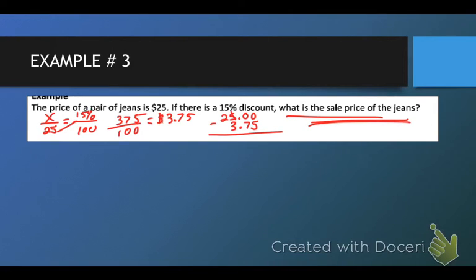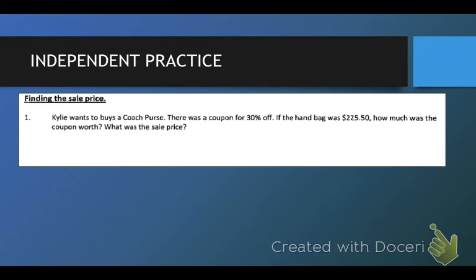Go ahead and borrow. That 5 becomes a 4, 9, and 10. Sorry, you can't see it. 5, 2, 1, and 2. The answer is $21.25. That is the total sale price. So, congratulations, you saved $3.75. Awesome.